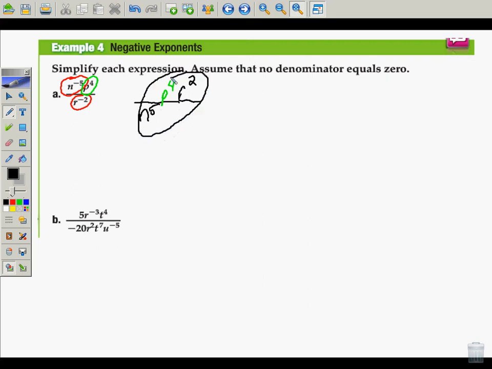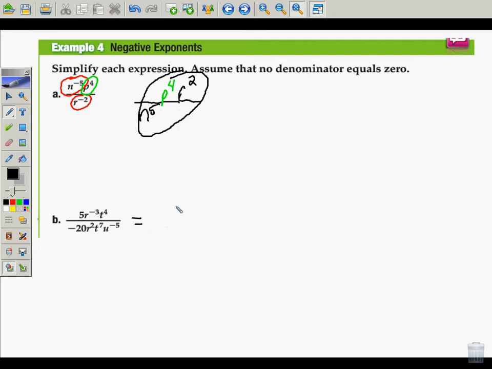Looking at part B, we have 5r to the negative 3rd t to the 4th over negative 20 r squared t to the 7th u to the negative 5th. What we're going to do here, I like to think of breaking this into different parts, okay? You kind of break it into parts. We've got constants, we've got r's, we've got t's, we've got u's. Okay, and you do not have to rewrite this, but I'm going to rewrite this one time just to make it easier. Okay, so I'm going to think of this as being the same thing as 5 over negative 20.